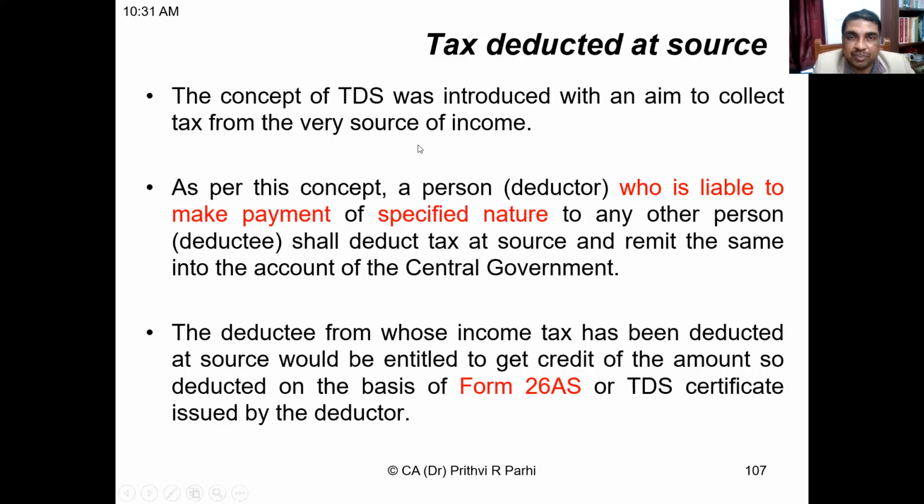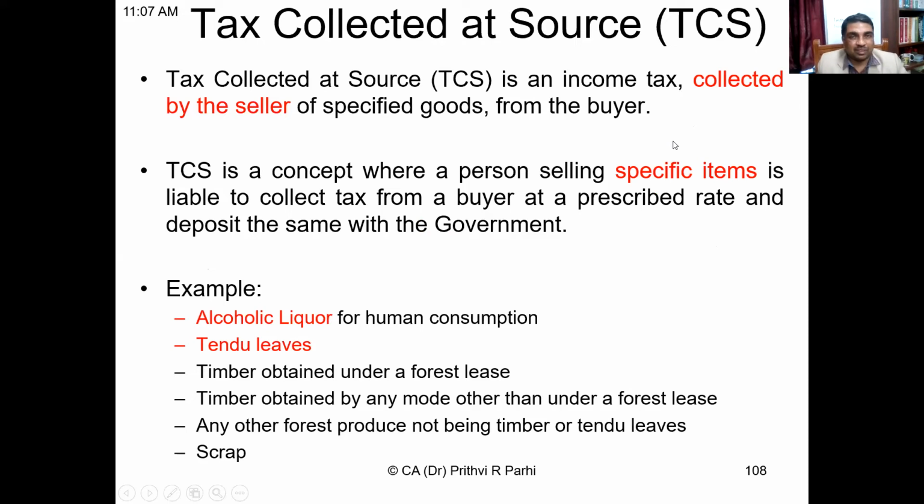Now, friends, you have understood the concept of TDS, and you know it will be reflected in Form 26AS. Now, there is one more method of tax collection. It is called tax collected at source, or TCS, collected by the seller of specified goods. What are the specified goods?